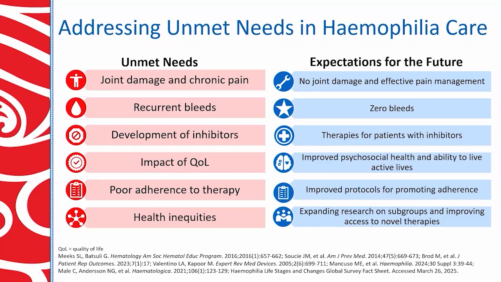We need to manage pain. Ideally, our patients should have zero bleeds, including zero subclinical bleeds, the small bleeds that we do not easily detect. We need good therapies for our patients who unfortunately developed inhibitors in the past that could never be eradicated. And certainly, we need to improve the psychosocial health of our patients, help them to achieve a normal life.